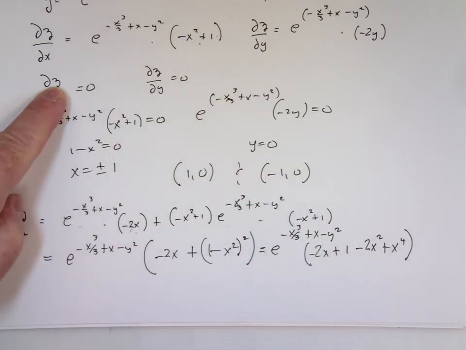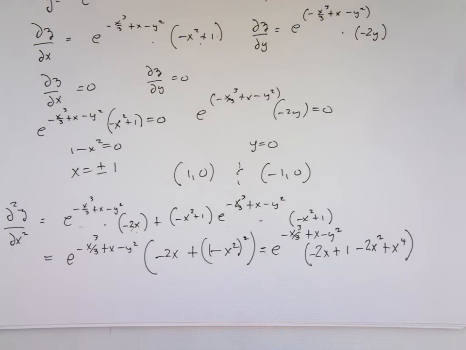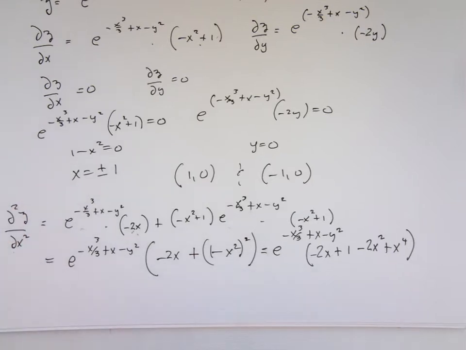Okay, so there's no u form. Well, it's e to the u times v, that's what it is. So you end up with this. That's the second partial with respect to x.